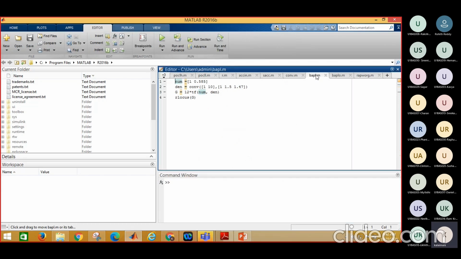So this is the basic autopilot system with a landing configuration for the inner loop. The numerator is 0.585. My denominator is a composite of two functions: one is the elevator transfer function, s plus 10, and the other is your aircraft dynamics, s square plus 1.5s plus 1.47. Then G is equal to 12 times transfer function of numerator comma denominator. Then we sketch it using the rlocus command and we will see the root locus branches.